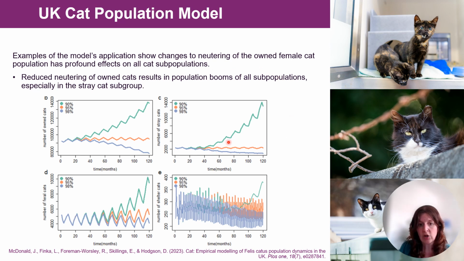So we can see a lower neutering rate of the owned cats, and we've got increases in our unowned cat populations. So this theoretical model starts to provide explanations of why we find more unowned cats in deprived urban areas due to the lower neutering rates of owned cats.